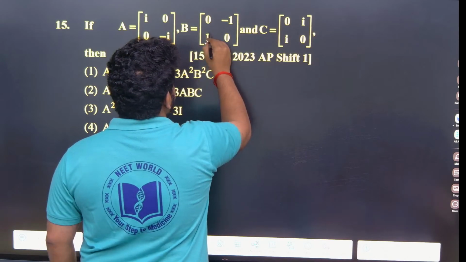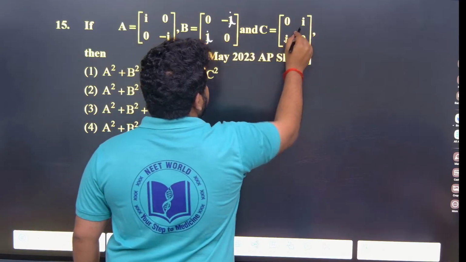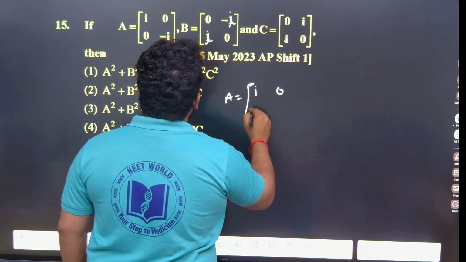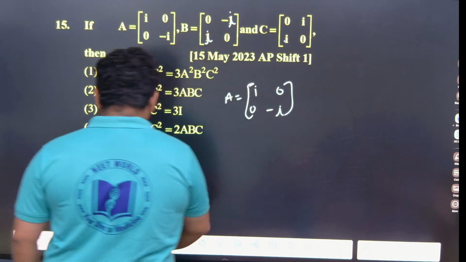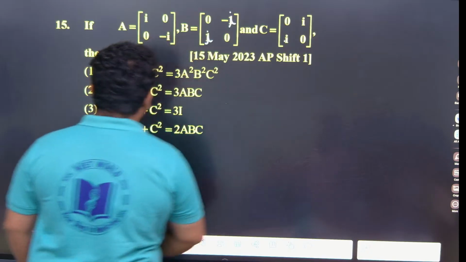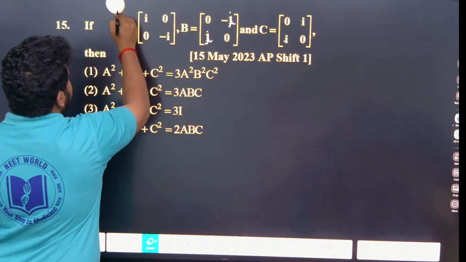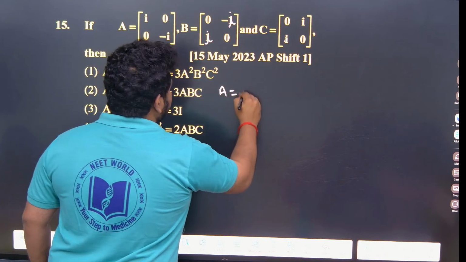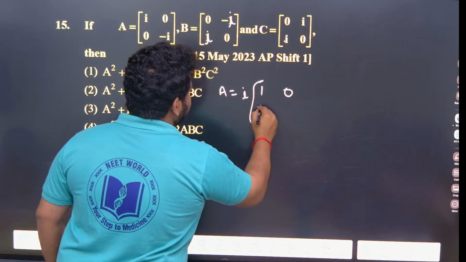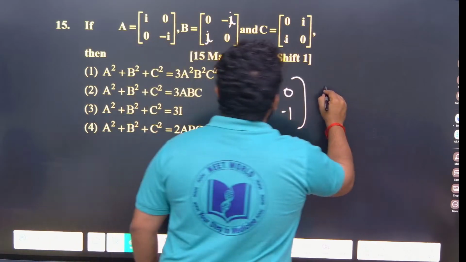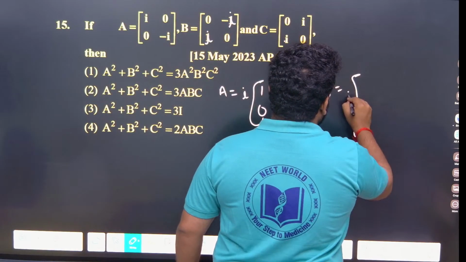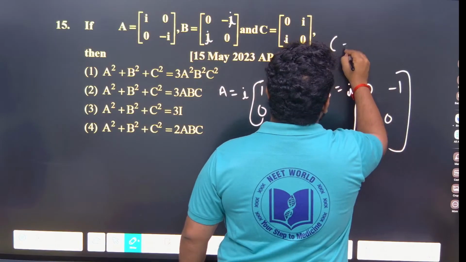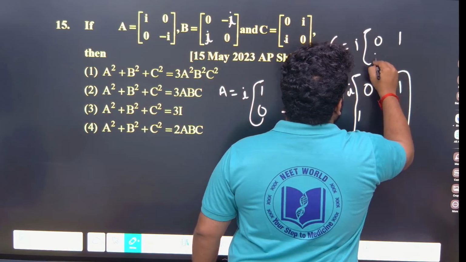See, here also it should be I, not just one. Here I is there. Okay, fine. Now A is what we are having? I, 0, minus I, correct? So what can I write this matrix as if I take this I outside? A will become I into 1 0 0 minus 1. What about B? B will become I into 0 minus 1 1 0. What about C? C will become I into 0 1 1 0.